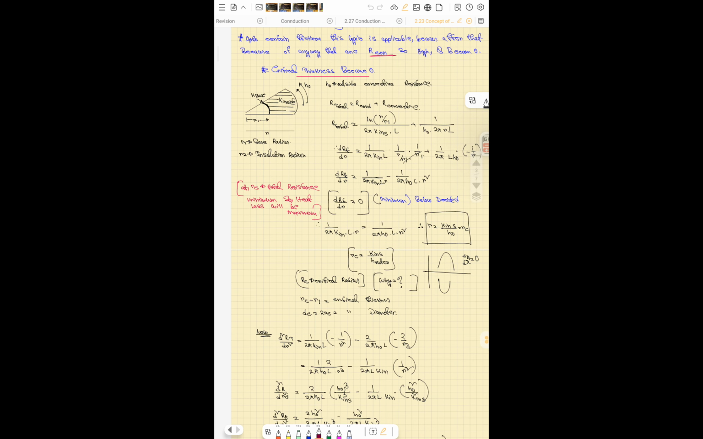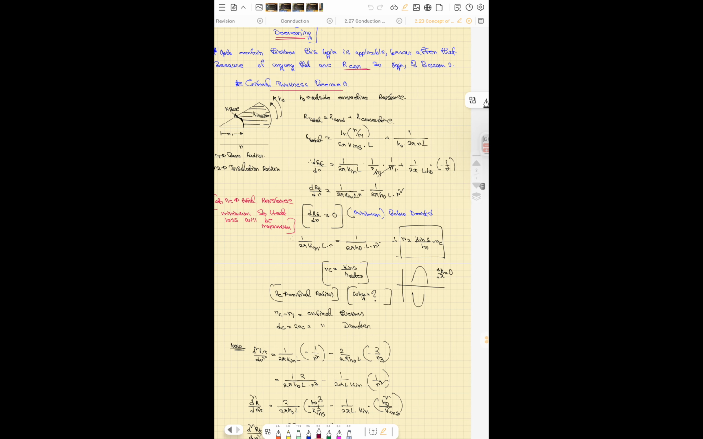We are getting the value 2 pi L k, r equal to k by h. So differentiating these things. Okay, let me see, just one moment.